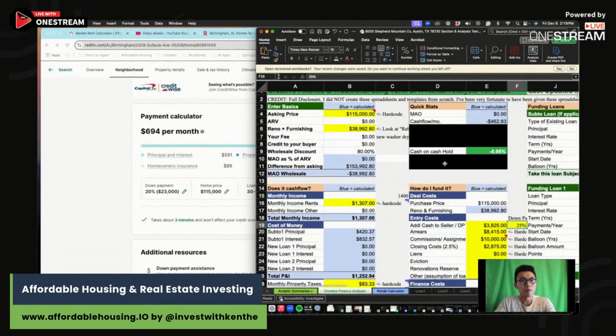Now, if I put 25% down for this property in F19, my down payment is going to equal my asking price times my down payment percentage in F19, so it's B4 times F19, no arrears, no commissions or assignment fees.